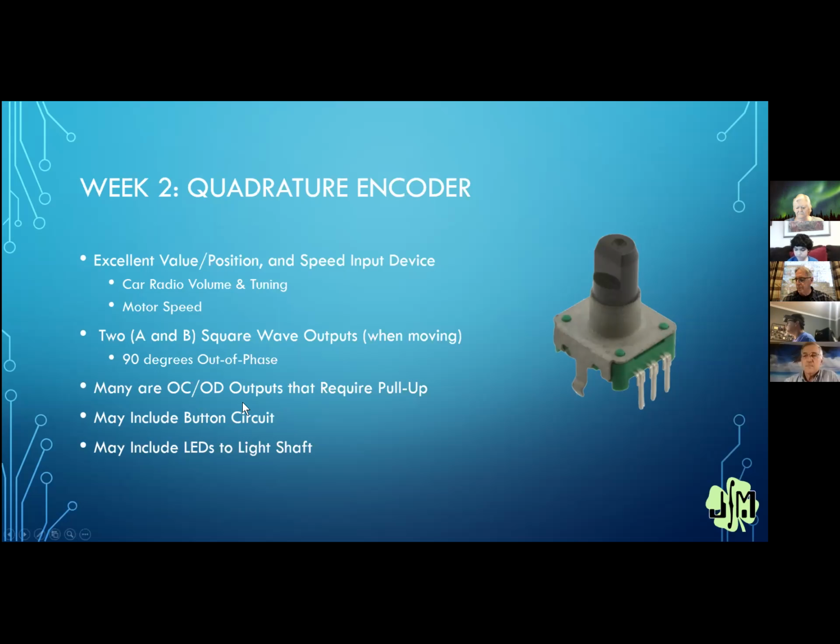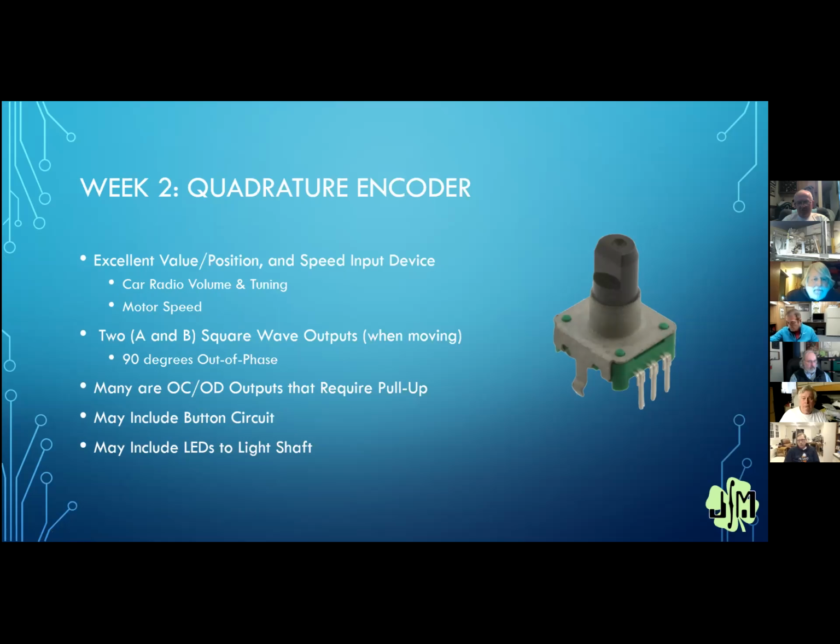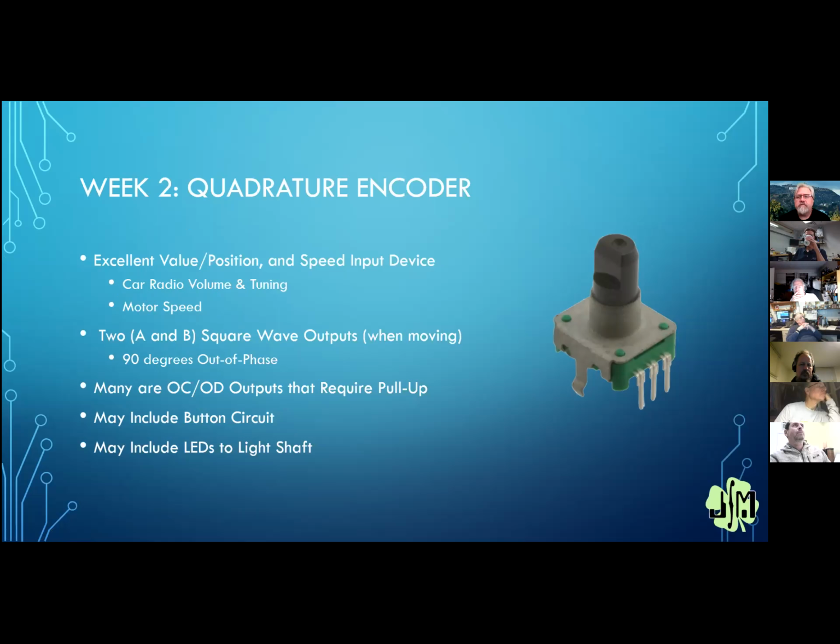So they're great to provide a value or a position. And you can also, with a different approach to monitoring them, get speed. So I was just talking about the car radio, your volume and tuning, and motor speed. That project I'm working on with my friend John, we have a precision encoder that is coupled with the motor shaft, so we know how fast the motor is running. So with these encoders, you can see these pins here.